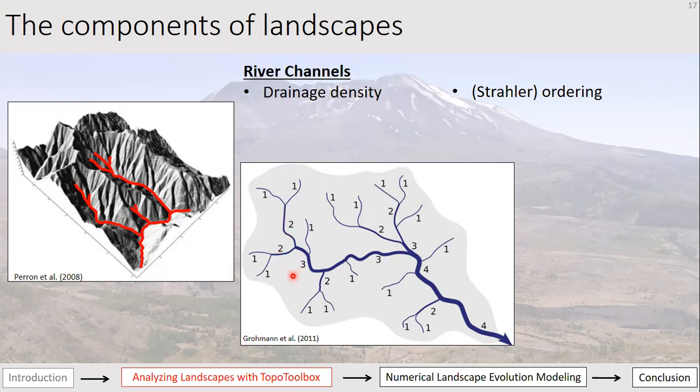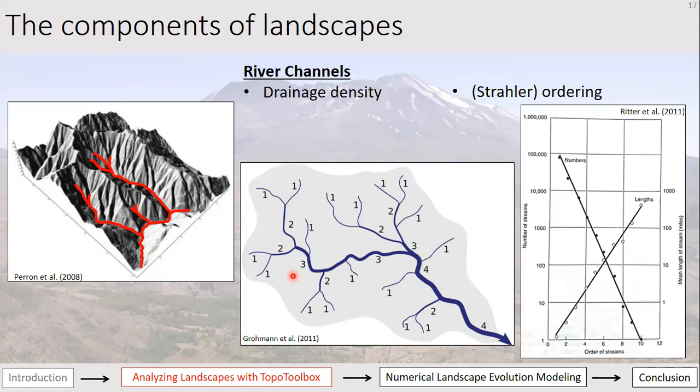This is ultimately a way of quantifying the topology of drainage basins and their associated, again, channel segments. For example, Ritter et al. 2011 demonstrated that at increasing channel orders, we have decreasing numbers of streams, but increasing channel lengths.